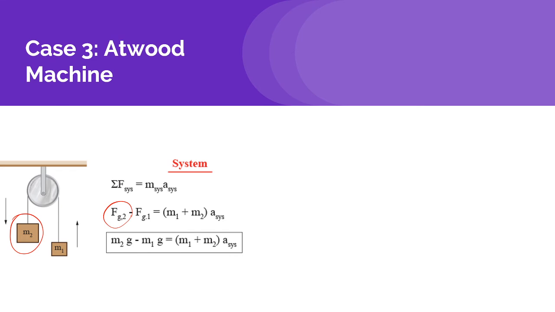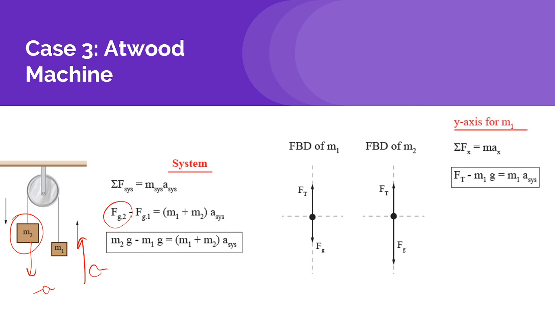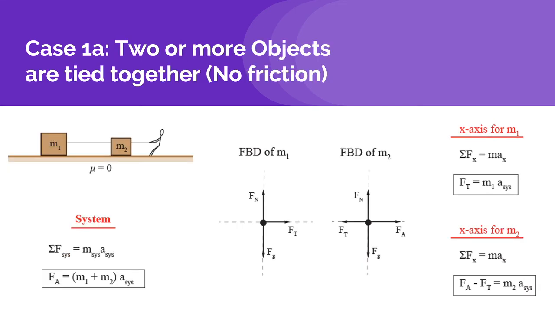And M2 will be moving down, and M1 will be going up, so this is going to have a positive acceleration, this is going to have a negative acceleration, but the same acceleration. Free body diagrams, and then you basically evaluate what you have, the total forces on the x and y, and that's going to help you to find the tension.